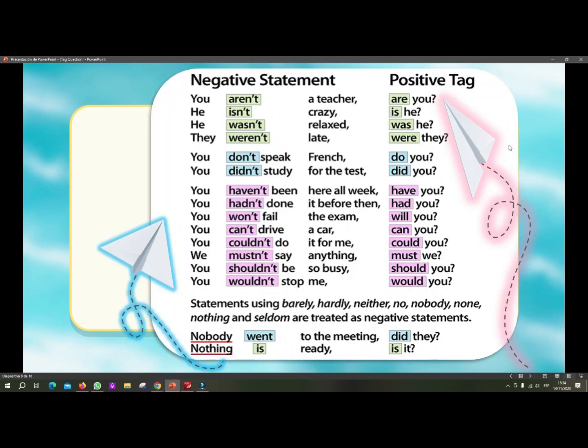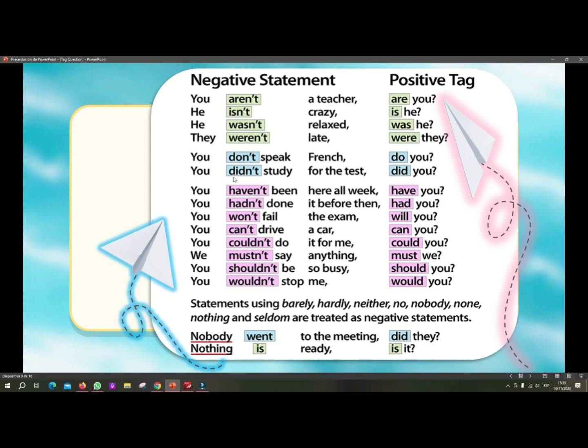What about if you have a negative statement? You aren't a teacher. You must have a positive tag. Are you? He isn't crazy. Is he? He wasn't relaxed. Was he? They weren't late. Were they? Also, simple present. You don't speak French, comma. Don't forget the comma, right?